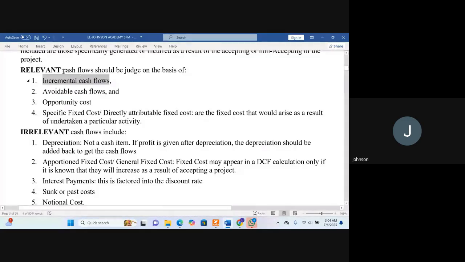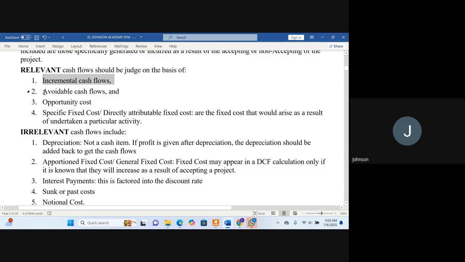So any cash flow that you are going to consider for the project should be an incremental cash flow. How do we talk about cash flow? I told you that we have two types of cash flows. We have the returns phase cash flows, those are the earnings you get from the investment. Then we have the investment phase cash flows. Those investment phase cash flows have to be incremental. They have to increase because you are trying to undertake that project. That is number one. Number two, avoidable cash flows.